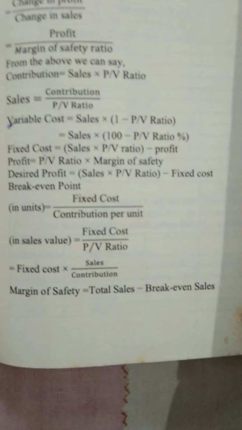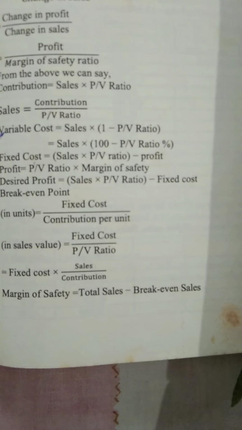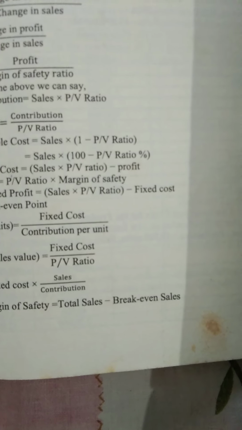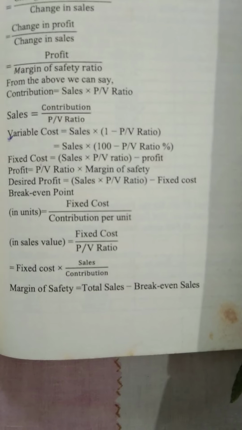Margin of safety equals total sales minus break even sales. What does it mean? Suppose the break even sales is 50,000 and the company has earned 50,002 rupees, then what will be the margin of safety? Only rupees 2.